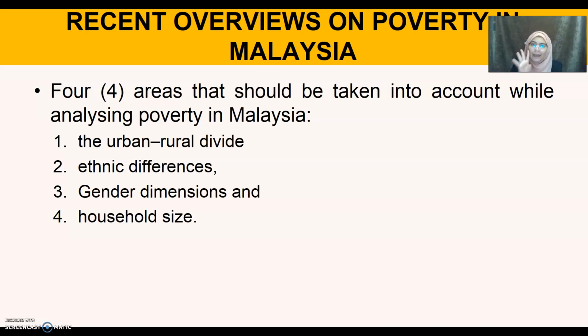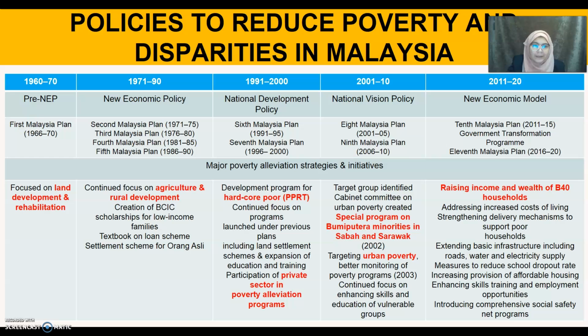And there are 4 areas that should be taken into account when the Malaysian government looks at how they analyze poverty. Number 1, they will look at the urban-rural divide. I mean, what portion or percentage is rural and urban in Malaysia. Number 2, they look at the differences between the ethnicities. And number 3, they look at the gender dimension, and also the household size. So these are the 4 areas that are taken into account when they analyze poverty in Malaysia.